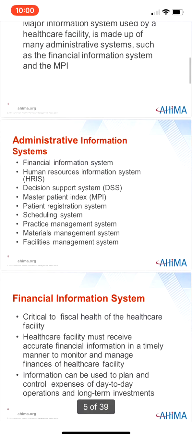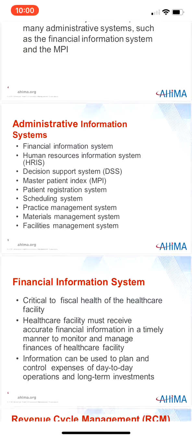So our first information system is the financial information system. It monitors and controls the financial aspects of the healthcare facility. Then we have our human resources information system. It tracks and manages all employees and other contracted personnel within the organization. Then we have our decision support systems. It gathers data from a variety of sources to assist management and staff in decision-making tasks associated with the non-routine and non-repetitive problems.